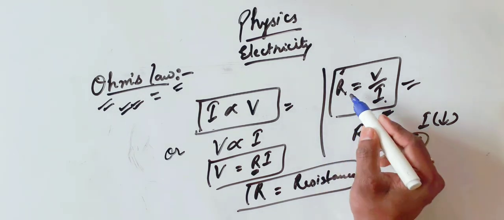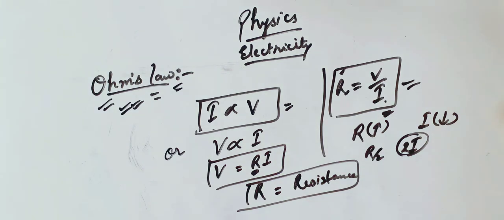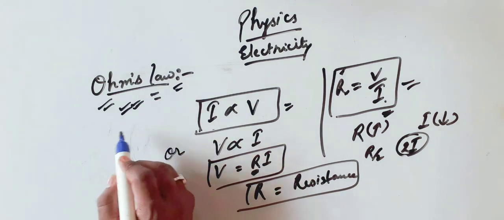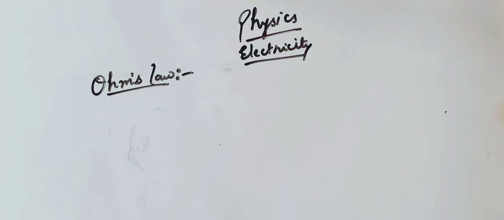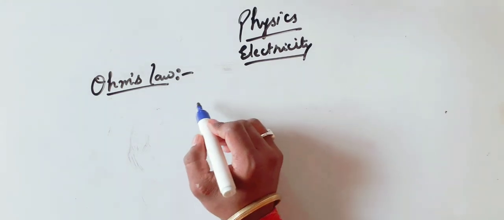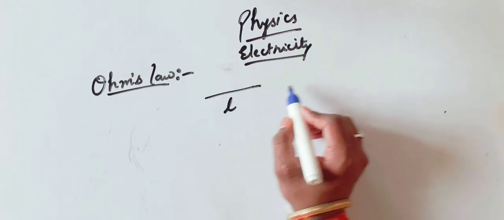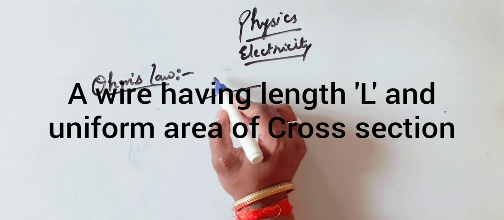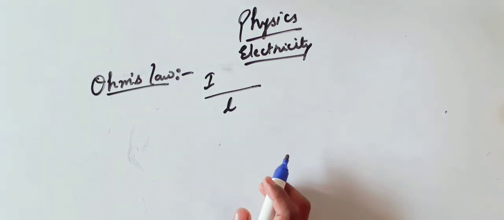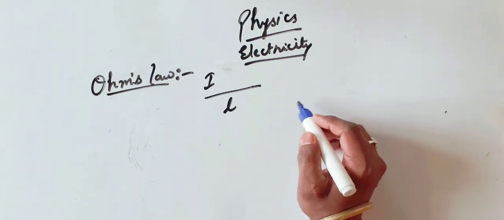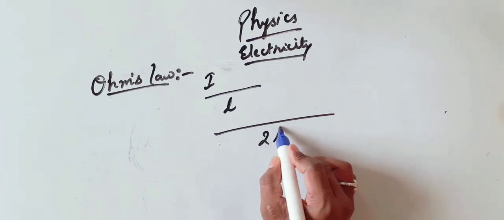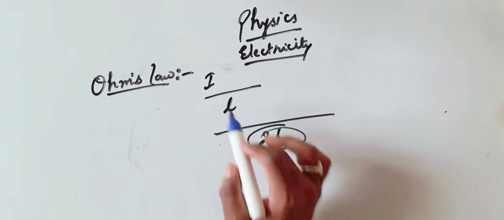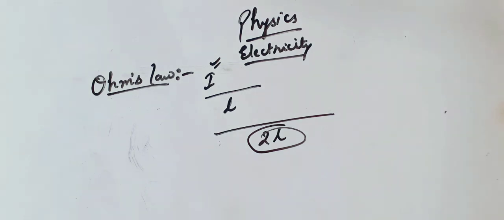This resistance depends on some factors, which I will discuss later. The SI unit of resistance is ohm. Firstly, we will do a numerical on this topic. Let us consider a wire having length L, and in this wire I amount of electric current is flowing. If we increase the length of this wire and it becomes 2L, then what will be the effect on this electric current? You will solve it.